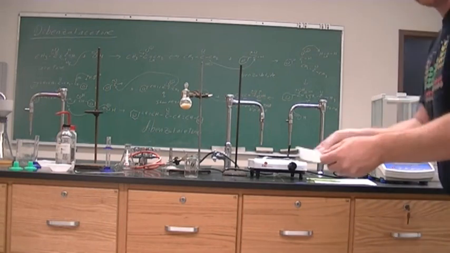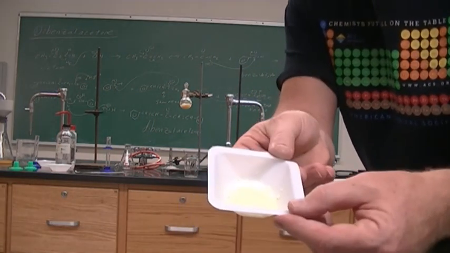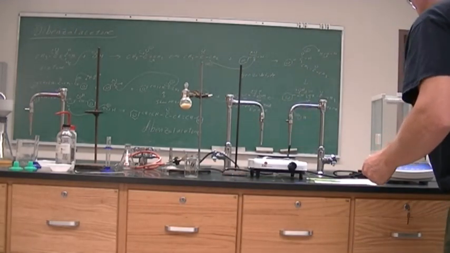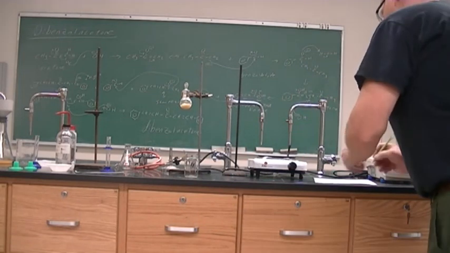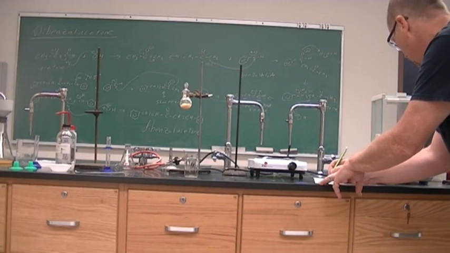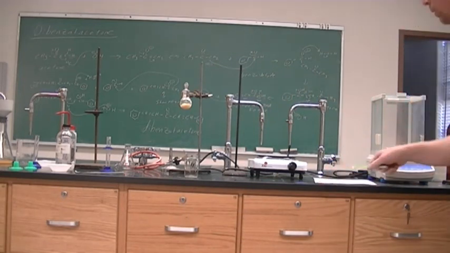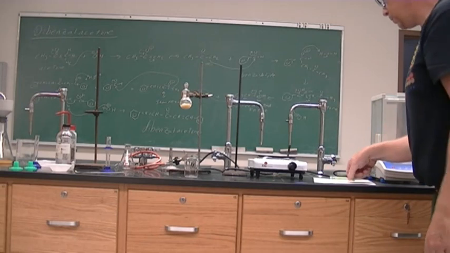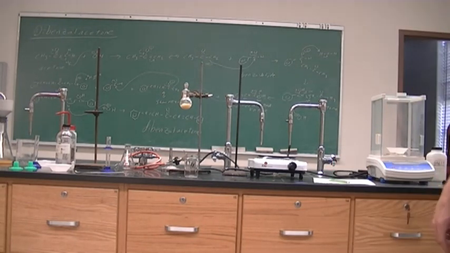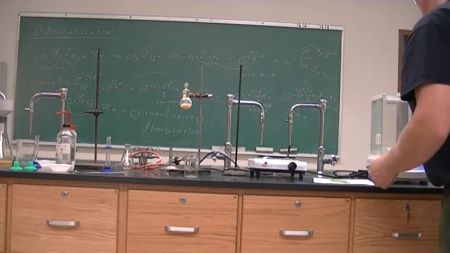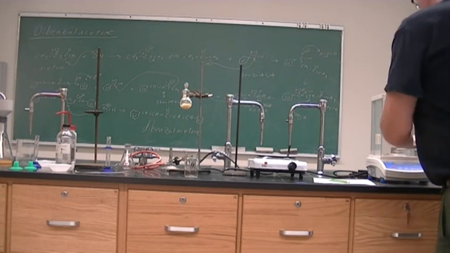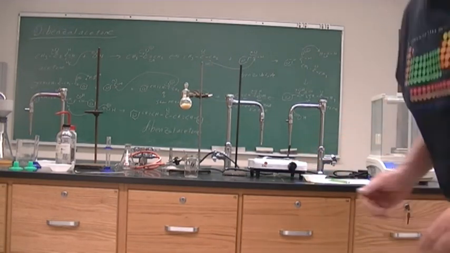Alright, so again, here is our nice yellow product that we're going to now weigh. Alright, so the mass of the weigh boat and the product is 3.2821 grams. So you have your 3.2821 grams minus your 2.4193 grams, and that is your actual yield for your dibenzalacetone. Alright, that is the end for that experiment.